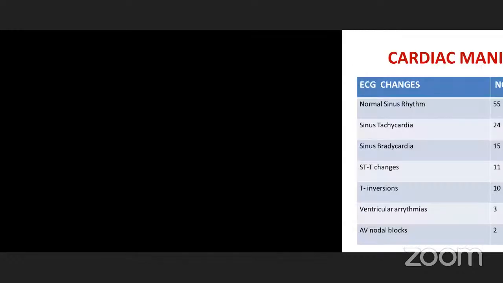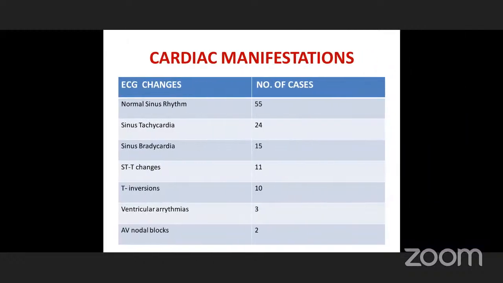The cardiac manifestations seen in ECG changes: 55 people have normal sinus rhythm, 24 have sinus tachycardia, 15 sinus bradycardia, and 11 are having STT changes. 10 people showed T inversions, 3 people showed ventricular arrhythmias, and AV nodal blocks are seen in 2 people.